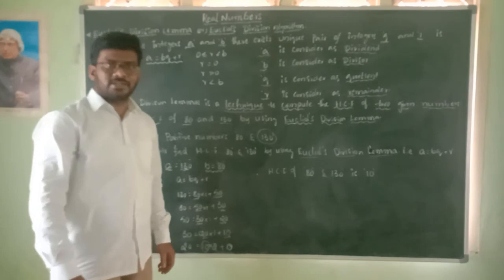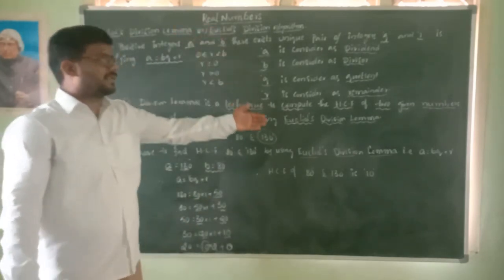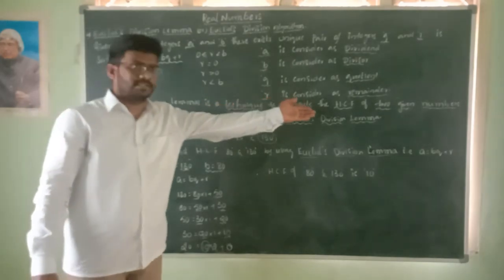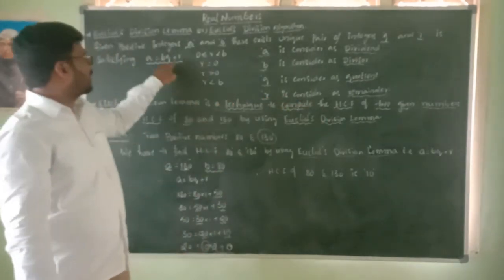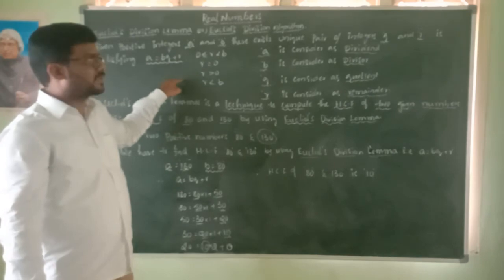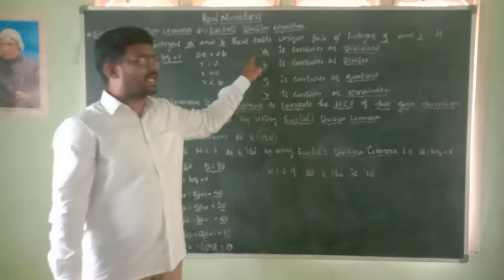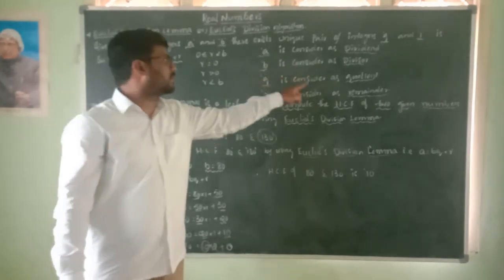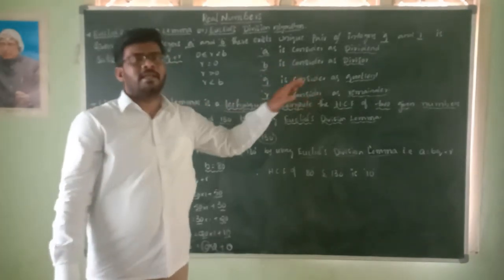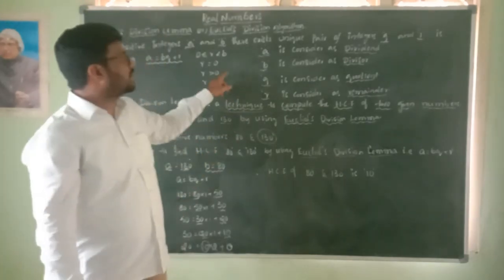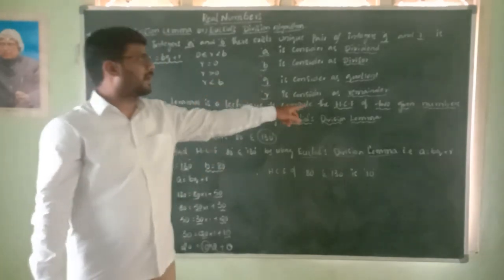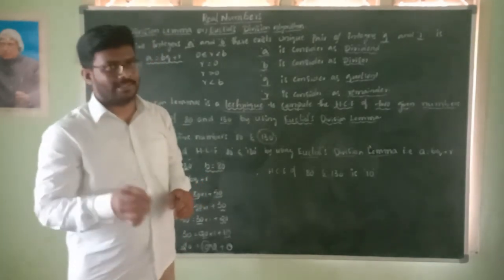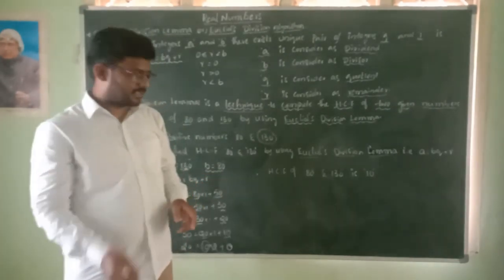Understood? Understood, children? This is Euclid division lemma. Euclid division lemma is a technique to compute the HCF of two given numbers. According to the Euclid division lemma condition, a is considered as the dividend, b as the divisor, q as the quotient, r as the remainder. Here one note is there. By using Euclid division lemma to compute the HCF of two given numbers, the remainder should be equal to 0.